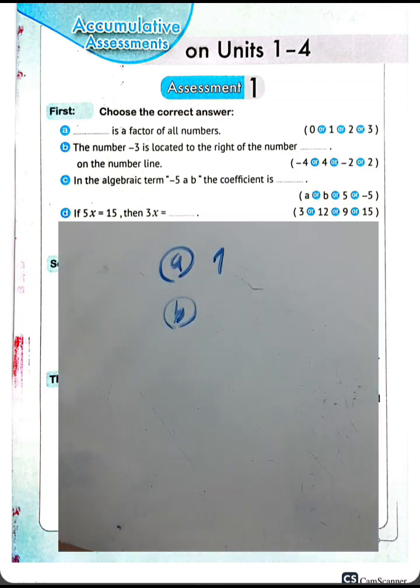Letter B, the number -3 is located to the right of the number what? It means -3 is greater than what? -3 is greater than -4. Okay, you must write here -4.